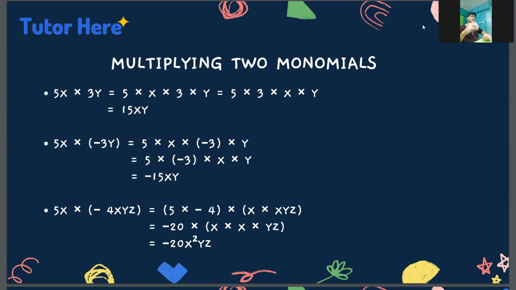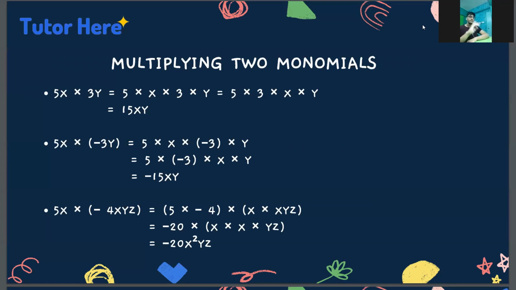Now, let's look at the multiplication part. Suppose we have to multiply two monomials. Here, what we have to do is take the coefficients together and take the variables together. As you can see in the first example, I have clubbed 5 and 3 together and x and y together. This becomes 5 into 3, 15, and x into y, xy.